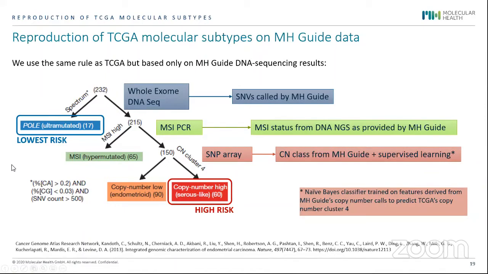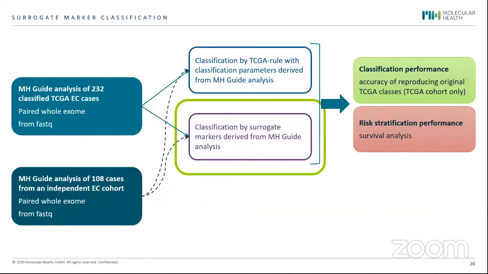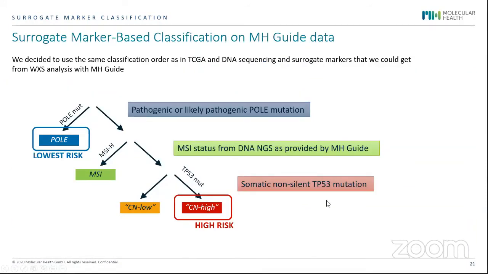So this is maybe what you have to remember most through the talk. The POL class is the lowest risk class. The copy number high class is the high risk class. I will mostly focus on those 2 classes. For the surrogate marker classification, we decided to use a very, very similar classification scheme, classifying the patients in the same order as TCGA did.